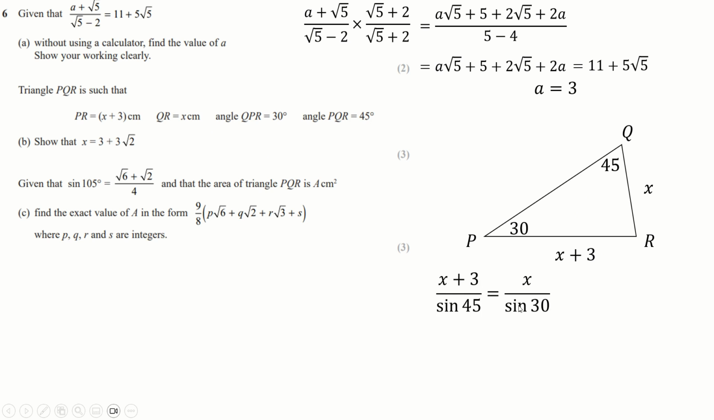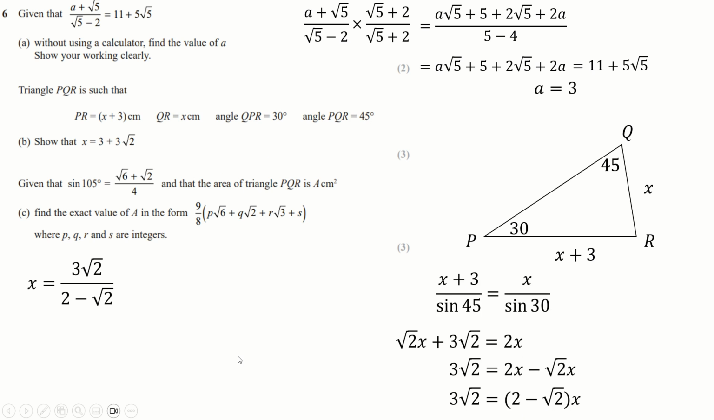Sine 30 is a half, so dividing by half is the same as times by 2, so that will become like 2x. Sine 45 is 1 over root 2, which is the same as timesing by root 2, so we can just times this by root 2 to make this. Group the x's together and factorize out, divide through, and we get this. There's probably easier ways to do this, I would imagine, but anyway.